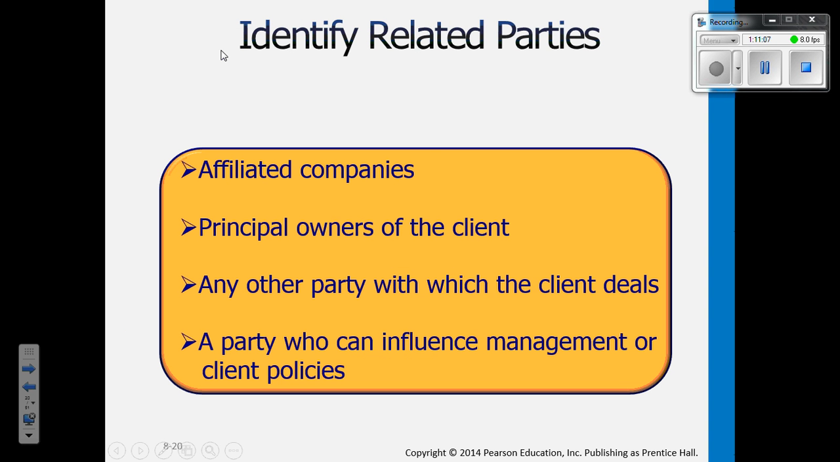So anyway, identifying related parties: subsidiaries, affiliates, principal owners of the client, so major shareholders, any other party with which the client deals. By the way, if you only have one customer, are they a related party? I guess so. Only one vendor, are they a related party? I guess so. So people who can exercise undue influence, or vice versa, a party who can influence management or client policies. So you watch for all those things.